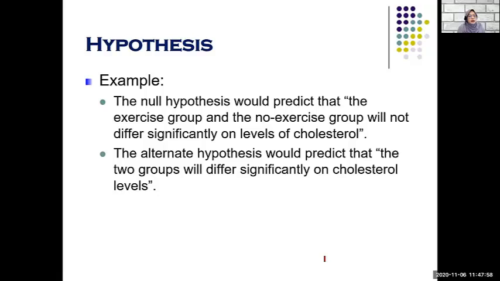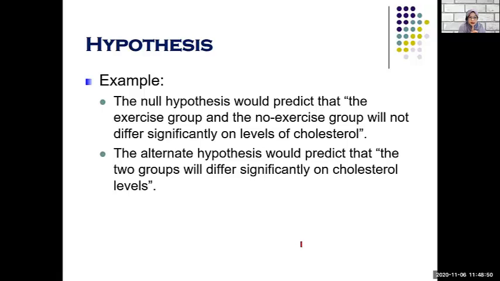The null hypothesis would predict that the exercise group and the no-exercise group will not differ significantly on the level of cholesterol. But the alternative hypothesis would predict that the two groups will differ significantly on the cholesterol level. Which hypothesis should you choose? When you do the statistical analysis, you will use the null hypothesis, but you test the null hypothesis to reject it. Actually, your experiment is focusing on the alternative hypothesis.